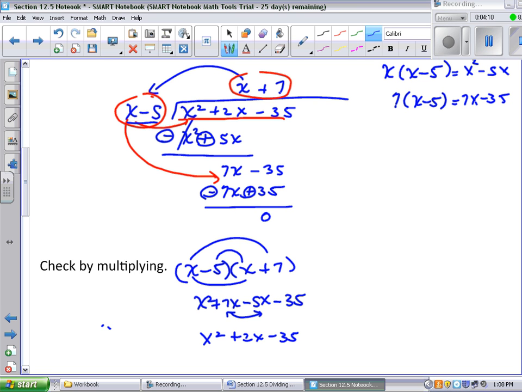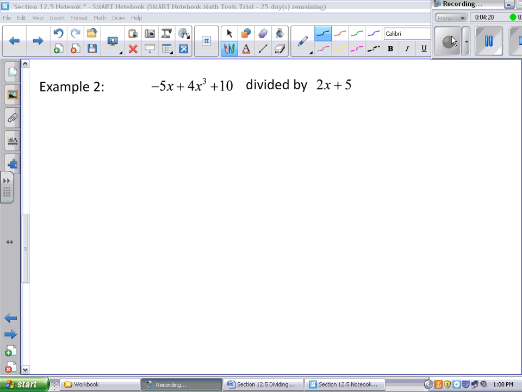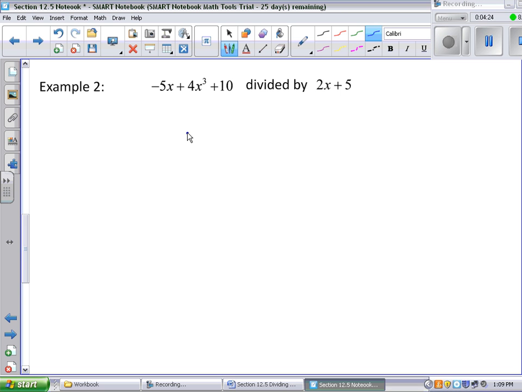Now, is that what I was looking for? Do these match? Yes, they do match, so I know I have it correct. Example 2, I'm dividing by 2x plus 5. Now, I notice right away that these are not in descending powers, and they must be. So I'm going to start with the 4x cubed. They need to be in descending powers.